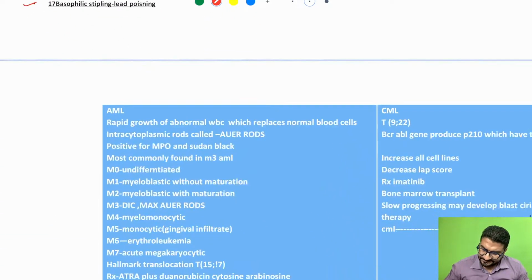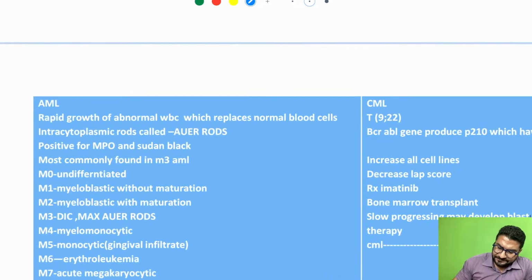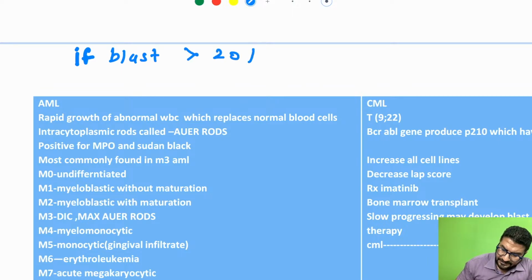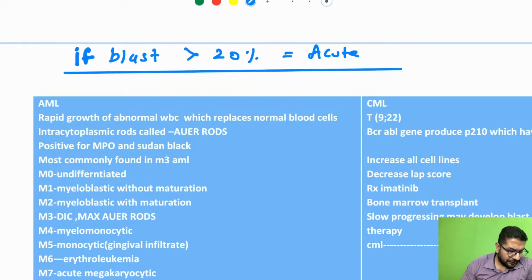Okay, moving ahead. Now we need to differentiate different types of leukemia. So look carefully. In a leukemia question, the first thing is you need to see the percentage of blast cells. If blast cells are more than 20%, then remember, it is acute leukemia. If less than 20, then it will be chronic, right? So understand this thing.